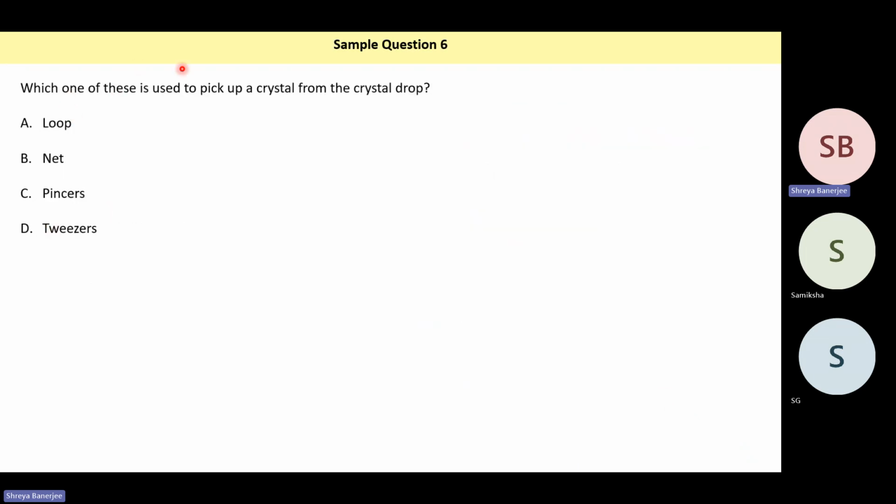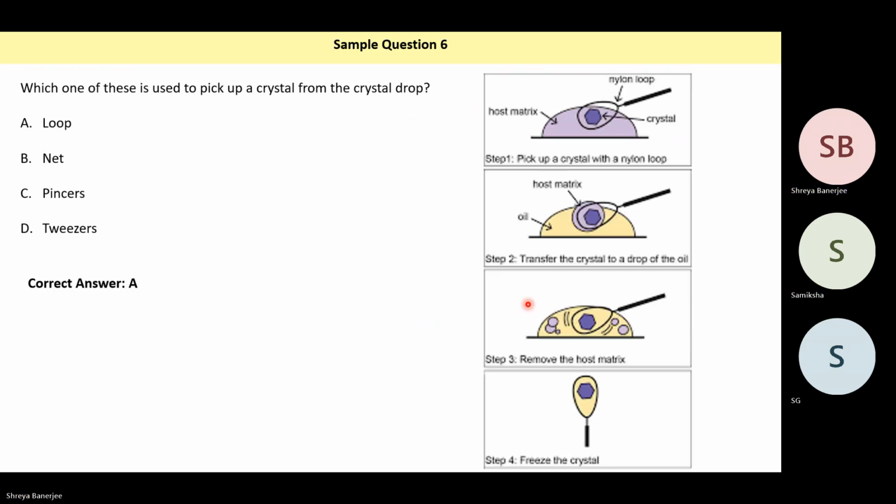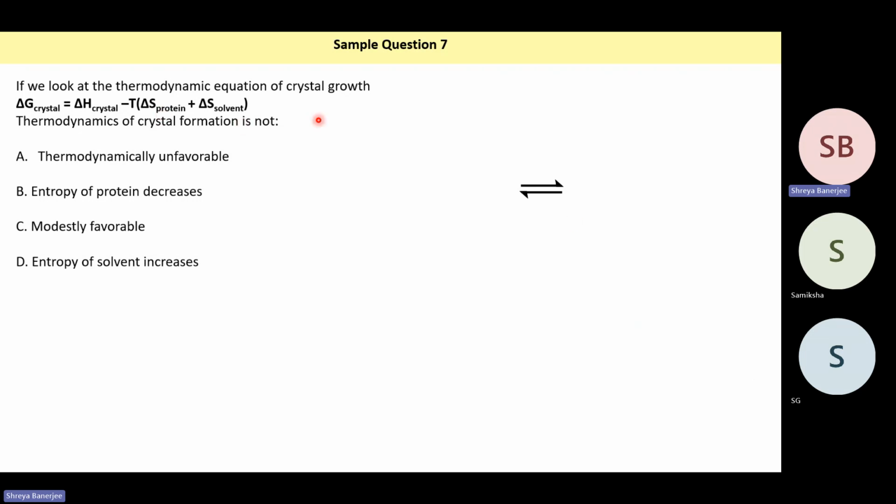This is also very simple, asking what the loop is used for. We have already discussed that. Then this is asking, if we look at the thermodynamic equation of crystal growth, which of the following statements is false about the thermodynamics of crystal formation?